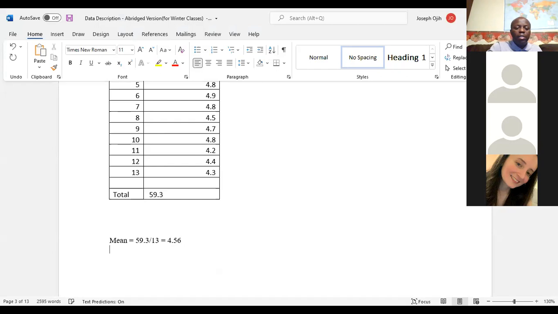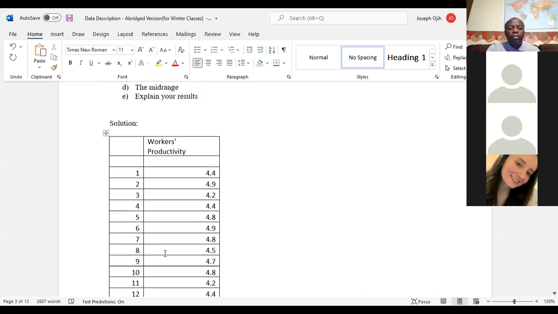So that means the interpretation is: the workers have an average productivity of 4.56 hours per acre. That's how we interpret it. Any question on this? Any question?